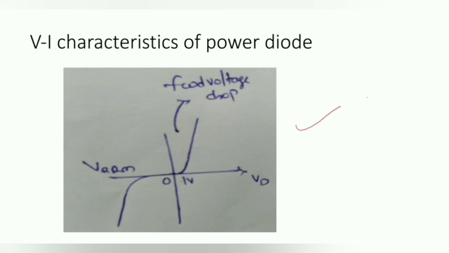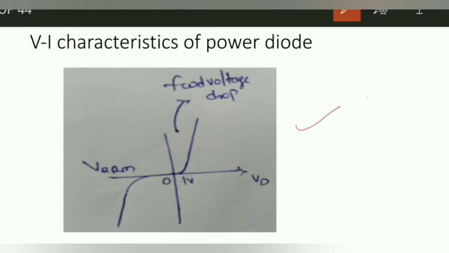VRRM means peak reverse repetitive voltage. A large reverse breakdown voltage associated with a high reverse current leads to excessive power loss that may destroy the diode. So that's why the reverse breakdown of the power diode must be avoided by operating it below the VRRM. That means we need to operate our diode under the VRRM only.